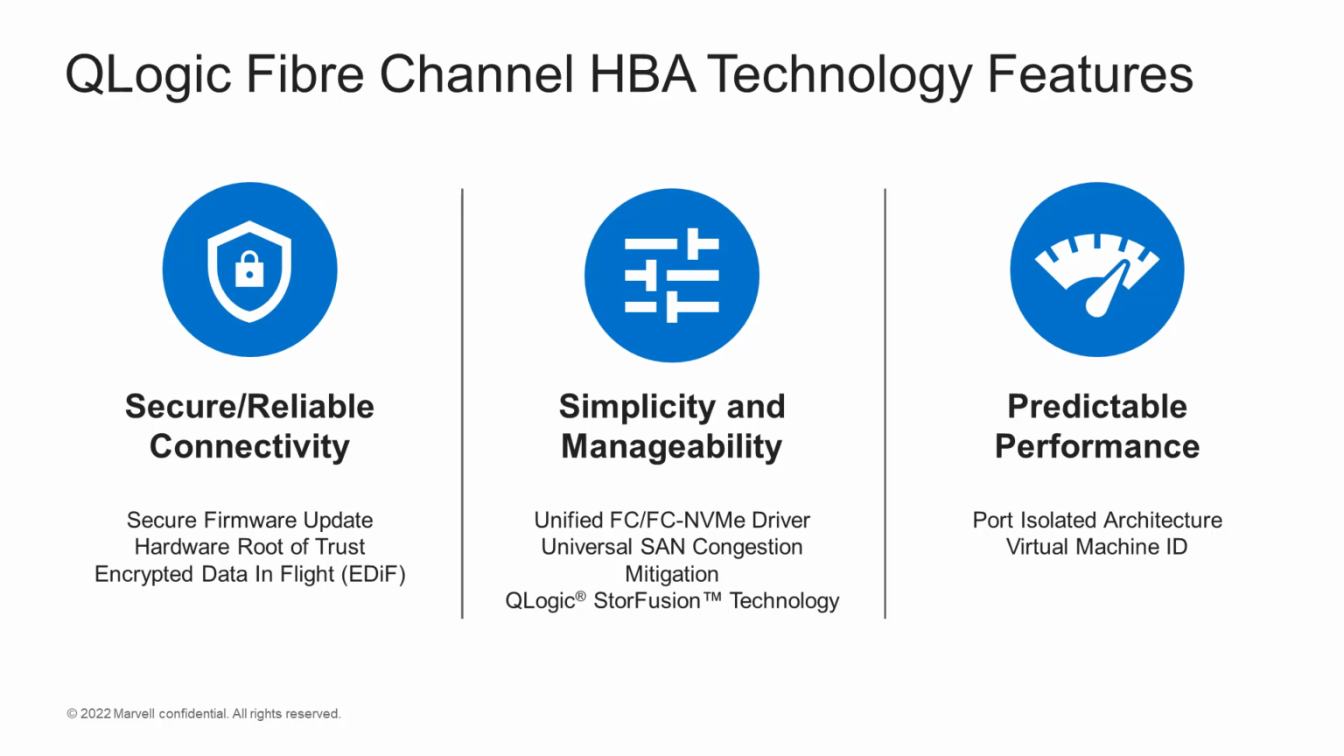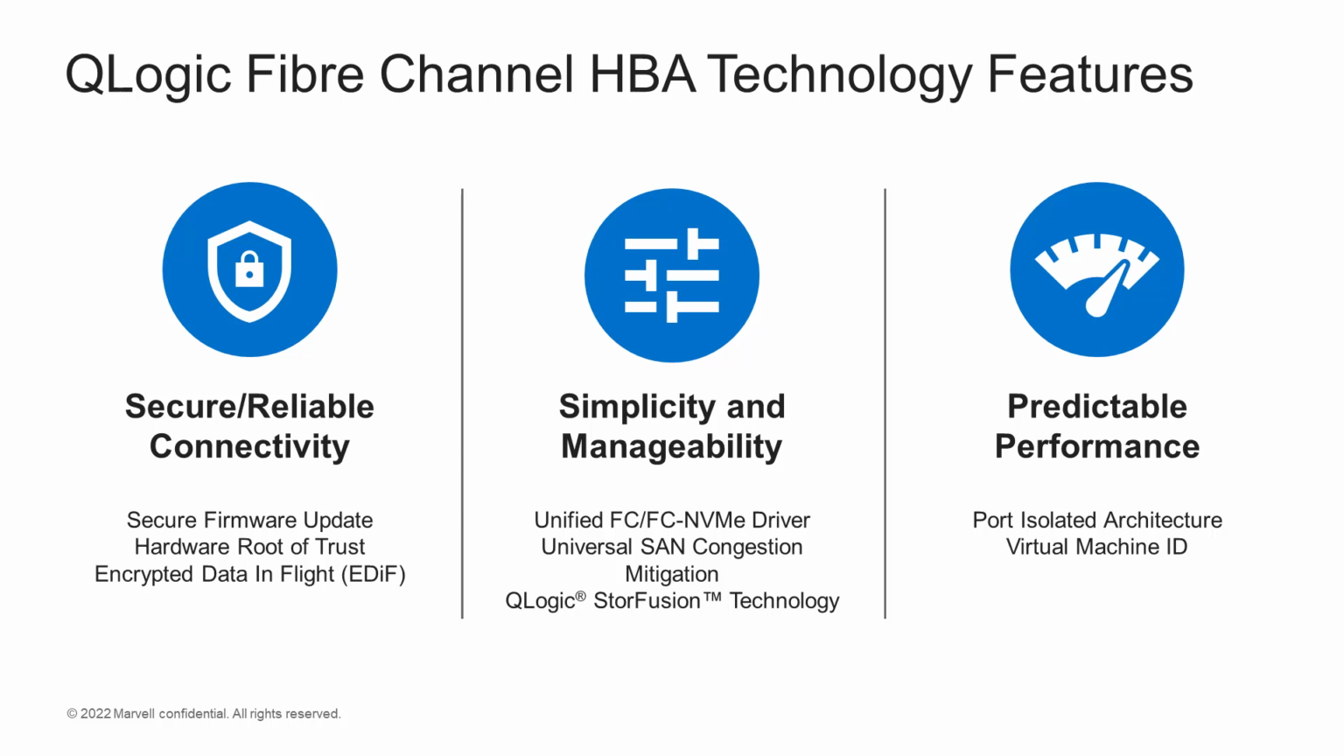QLogic HBAs also support universal SAN congestion mitigation, which enables the HBAs to work in harmony with both Brocade and Cisco Fibre Channel switch and director infrastructure to identify potential congestion and take automated actions to address it. Finally, StoreFusion technology in the Marvell QLogic HBAs provides multiple features that support simplified troubleshooting and diagnostics capabilities to speed time to resolution should an error occur.